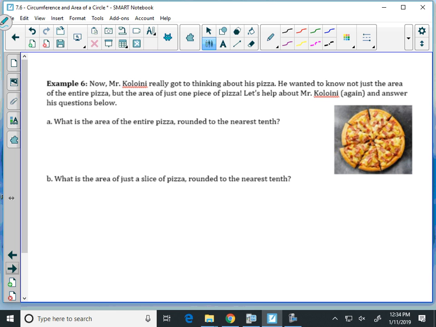So we want to find the area of the entire pizza. Well, what's the shape of a pizza? It's a circle. So we're going to find the area of a circle. Write down that formula. Area is equal to what? Pi r squared. What did he say the radius of this pizza was from that first pizza problem? Radius is 5. So we're going to plug 5 back in.